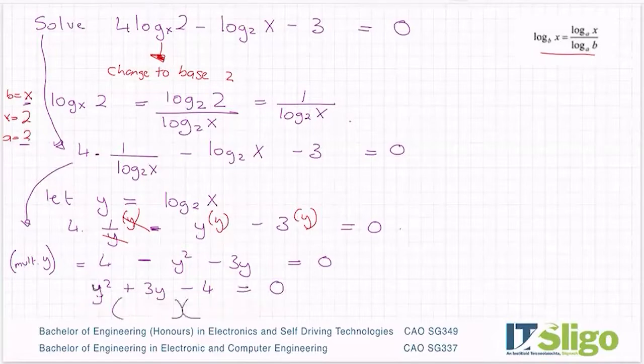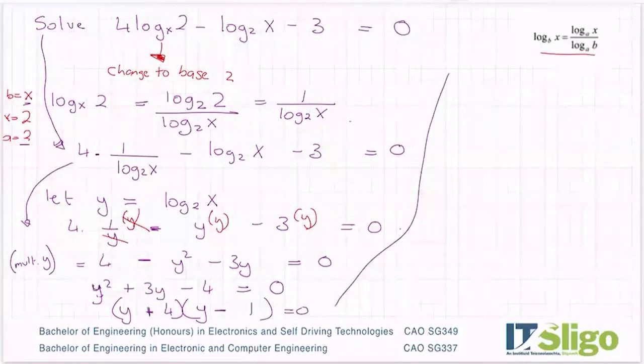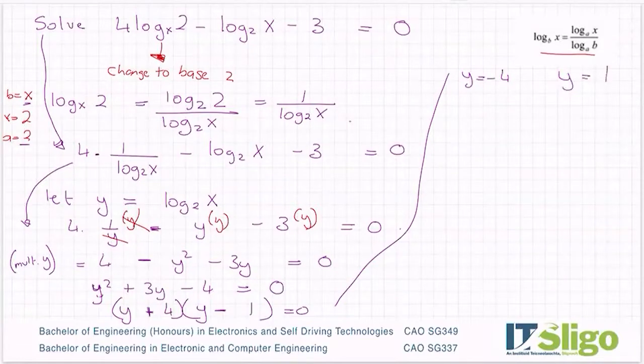Okay, so let's solve this. y and y, factors of 4 that give me 3 are 4 and 1. It's a minus 4, so I'm going to have a plus and a minus, equals 0. So I'm getting y equals minus 4, y is equal to plus 1. Now normally when I'm dealing with logs, I get a little bit nervous of minus numbers, but they're okay when the y's are minus numbers. It's when you're getting the log of a negative number that it doesn't make sense.